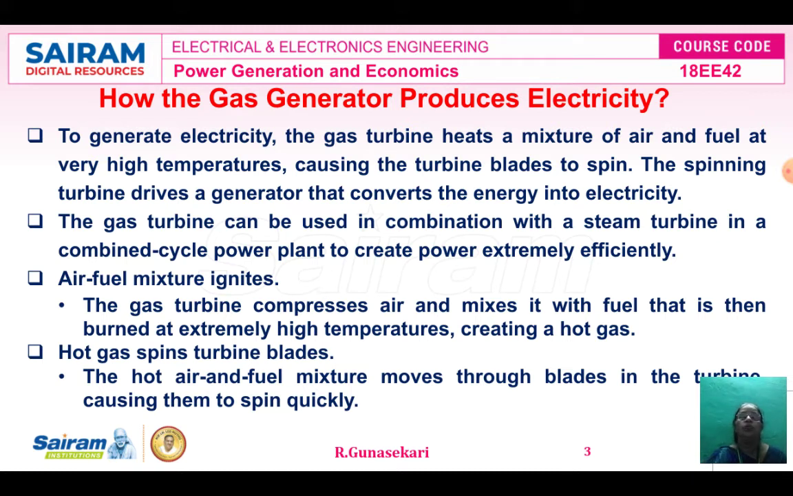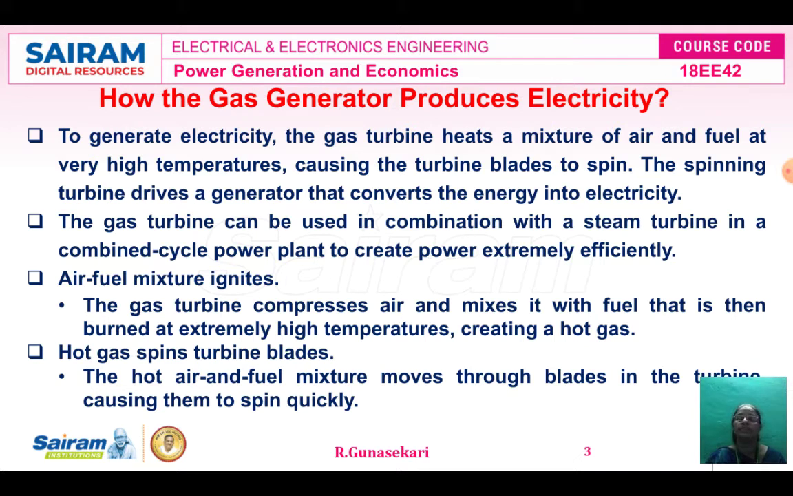Then, how does the gas turbine produce electricity? To generate electricity, the gas turbine heats a mixture of air and fuel at very high temperatures, which causes the turbine blades to spin. The spinning turbine drives a generator that converts mechanical energy into electricity. The gas turbine can be used in combination with the steam turbine in a combined cycle power plant, which is used to create power extremely efficiently.